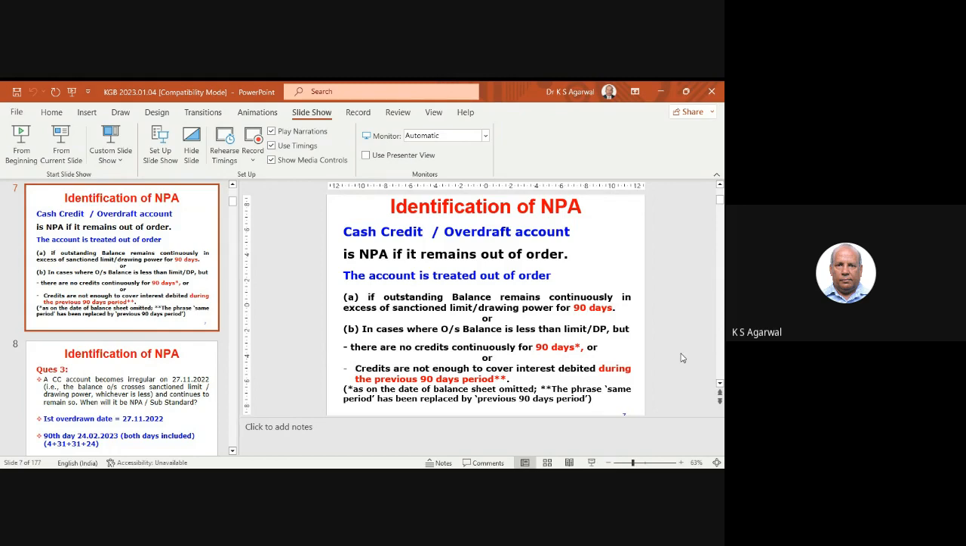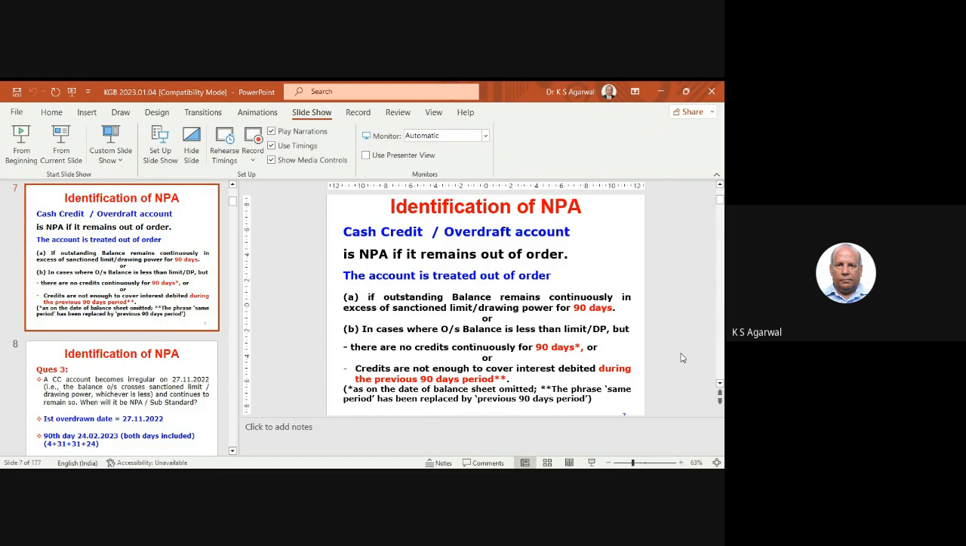This 90 days period may not terminate on the date of balance sheet. This 90 days period can terminate on 15th August, 26th January, 20th October, 4th January, any date, whenever there is a continuous period of 90 days and there are no credits. It is not necessary that the continuous period of 90 days should terminate on the date of balance sheet.